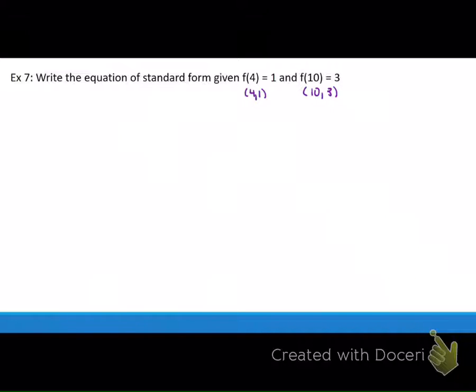So, first of all, you have to check. Can you go into slope-intercept form right away? No, you do not have a y-intercept, so we need to find the slope and use point-slope form. So that's 3 minus 1 over 10 minus 4, which is 2 over 6, which is 1 over 3.